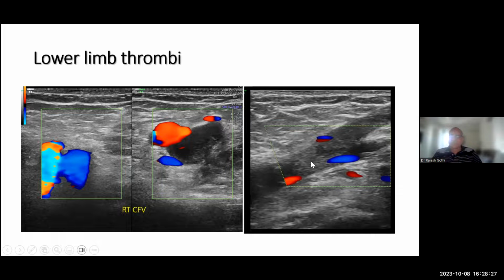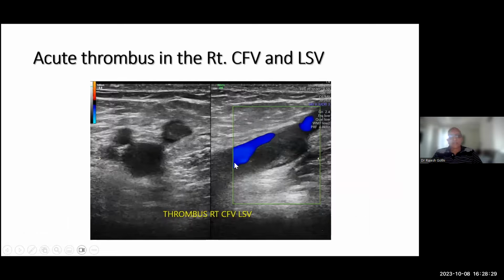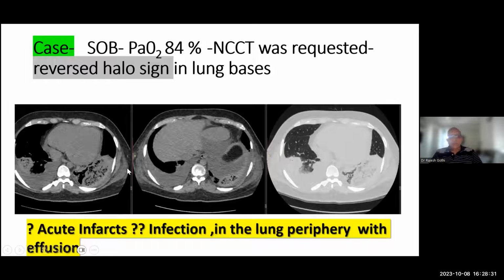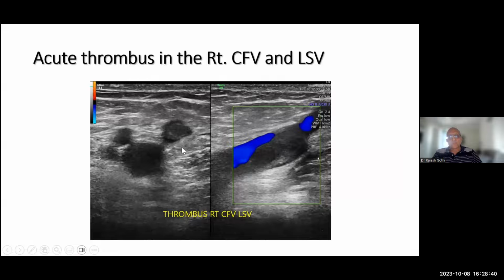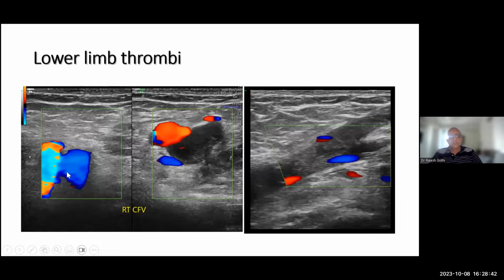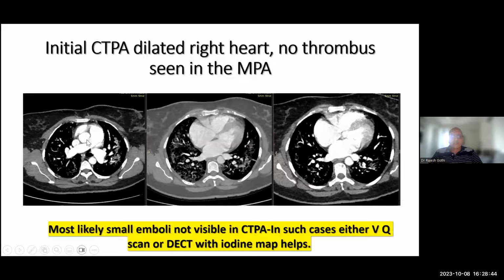So this patient had a thrombus in the lower limb, and the patient had reverse halo sign, and he had presented acutely. So we thought that this entire thing in the lung is possibly because of acute thrombi causing infarctions. So then we went in for a CTPA. In the CTPA, that is the aorta, superior vena cava, right atrial appendage, aorta, the branches of the pulmonary artery, right main pulmonary artery, right pulmonary artery, left pulmonary artery, descending aorta, branches of the aorta.